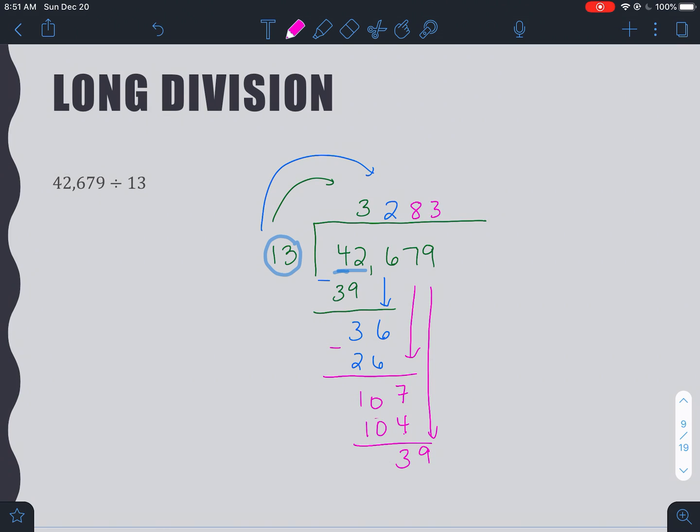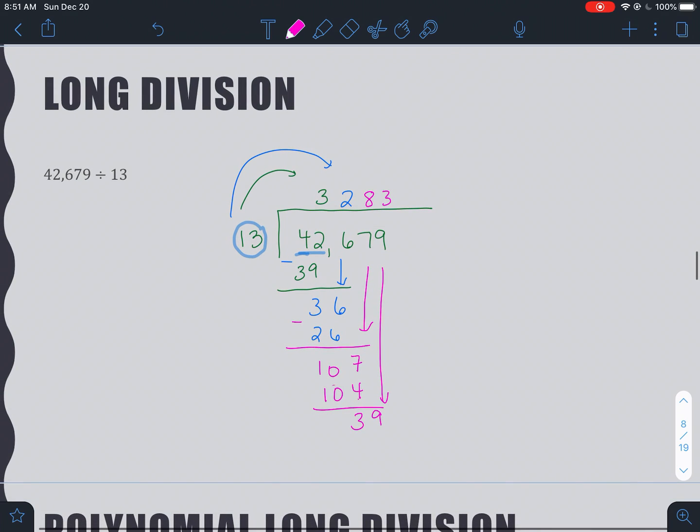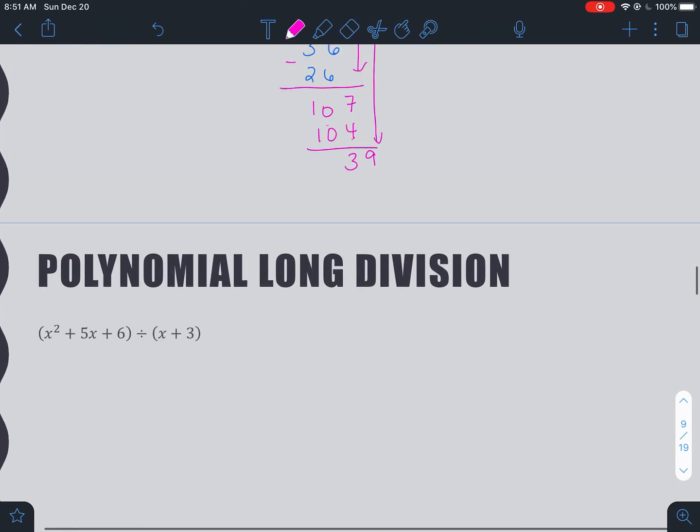So we would get 3, and then bring down the next term. And then how many times can 13 go into 39? That'd be 3 times. So my final answer, 42,679 divided by 13, is going to equal 3,283. So that's just a review of long division.